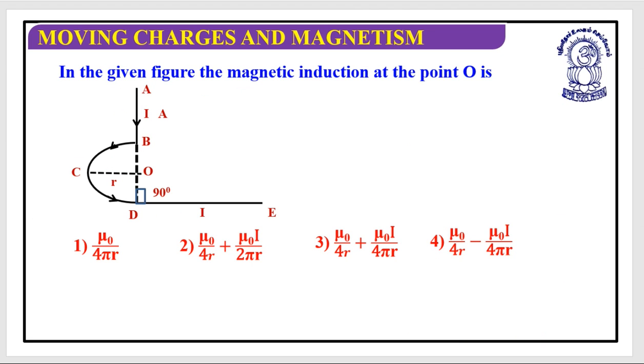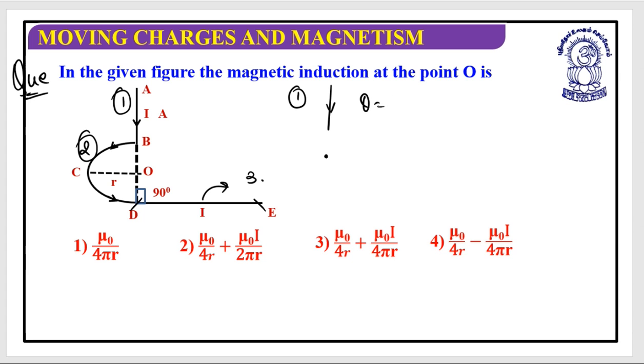What is it? The question says that in the given figure, the magnetic induction at point O is required. So what you are supposed to do: this is the first segment, this is the second segment, and from this to this is the third segment. So what would be the magnetic field for the first segment? The situation is something like this, and at this point it is required.